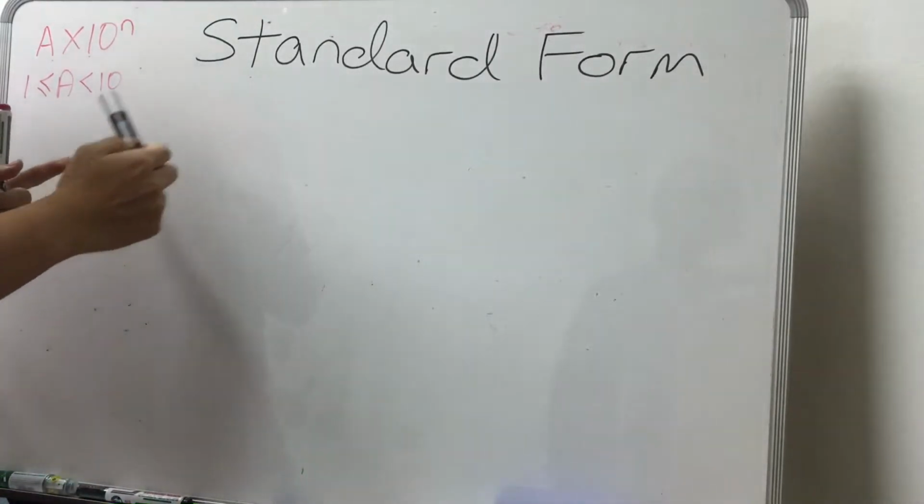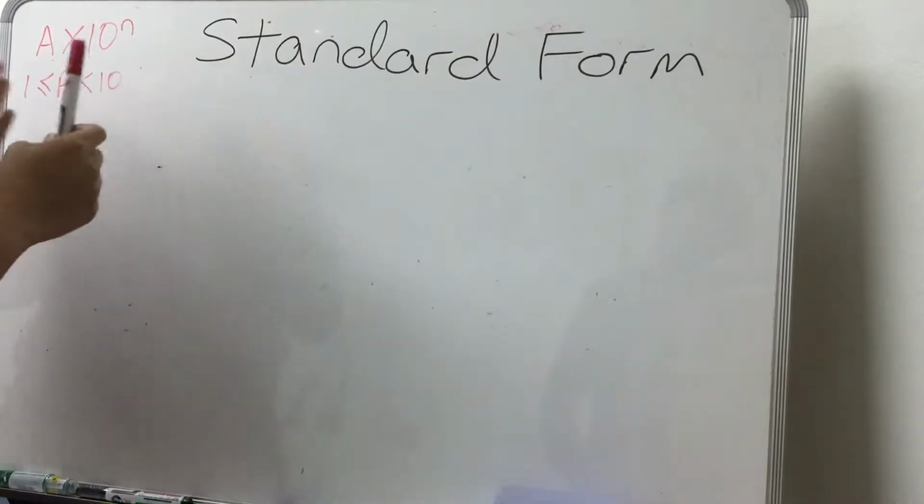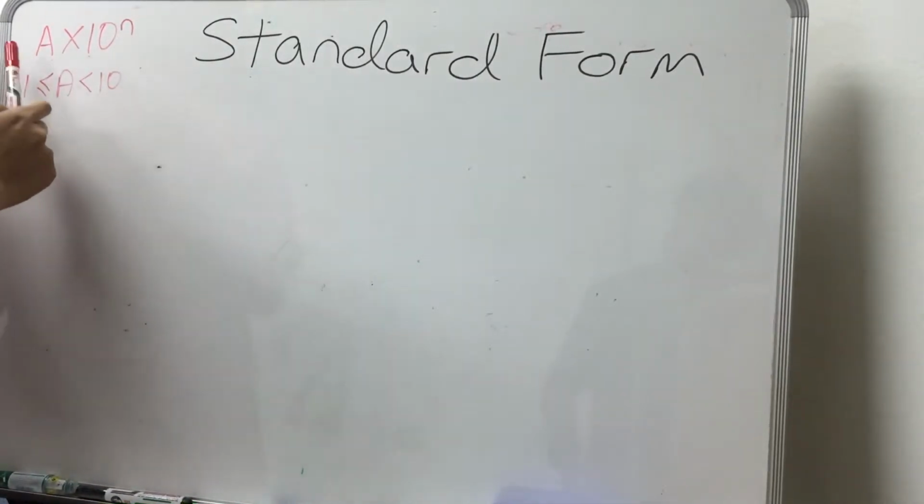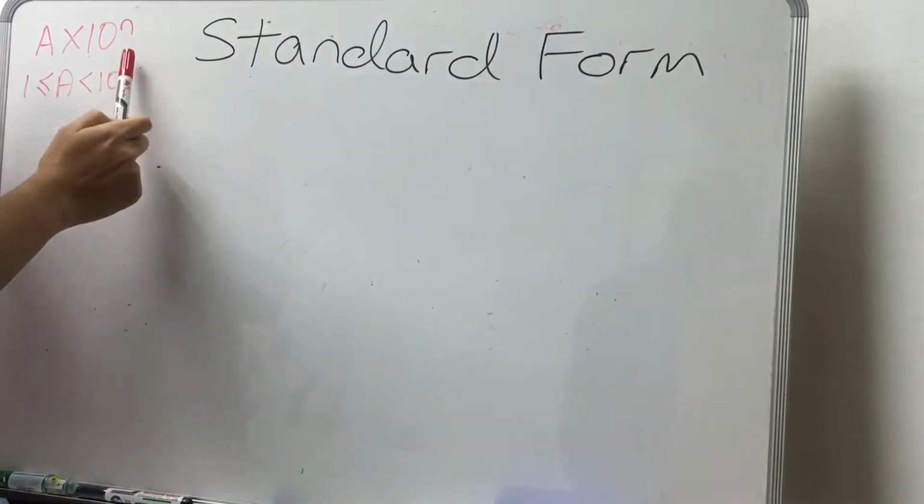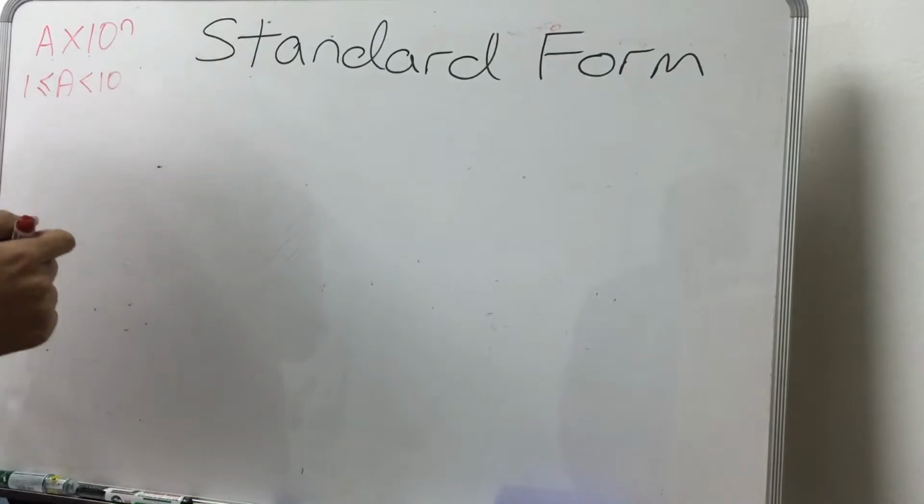Today we are going to learn a topic from Emath. It's called the standard form. So what is standard form? Just a brief math term. Standard form is writing your numbers in terms of a times 10 to power n, where a is more than or equals to 1 and less than 10.